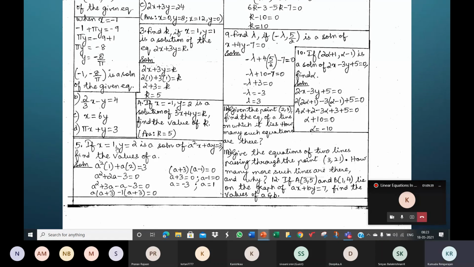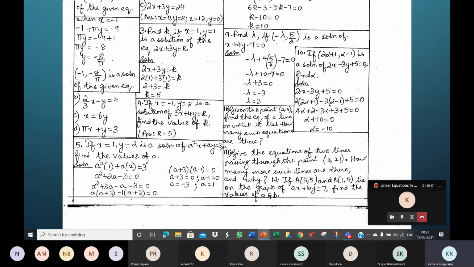All right. So if x is equal to 1, y is equal to 2 is a solution of this equation, find the values of a. You know what a solution is. So take x as 1, y as 2 and work it out. X is 1, y is 2. Don't put it in place of a. So when you substitute and work, you get a quadratic equation in a. Solve the quadratic equation by splitting the middle term and hence find the two values of a. So a can be minus 3 or a can be 1.